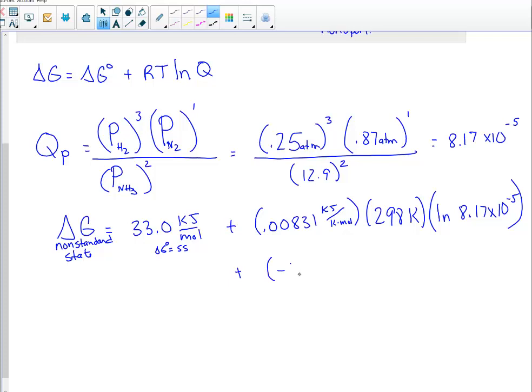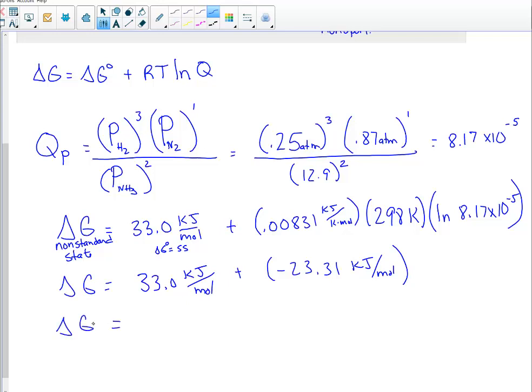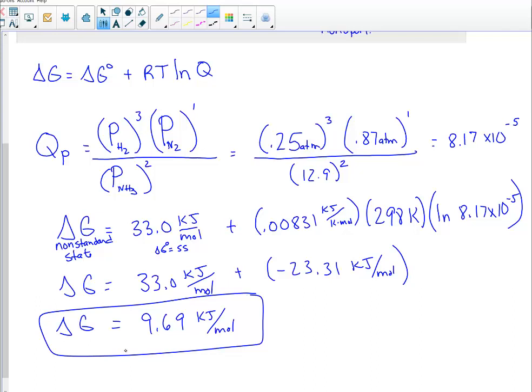That came out to be negative 23.309. I'll just round a little bit, and that's a kJ per mole. Over here, I'm going to add now the 33, the standard state kJ per mole, pulling out delta G of the non-standard conditions. So while that's on my screen, I'm going to add 33. And I get 9.69 kJ per mole. A non-spontaneous reaction as written.